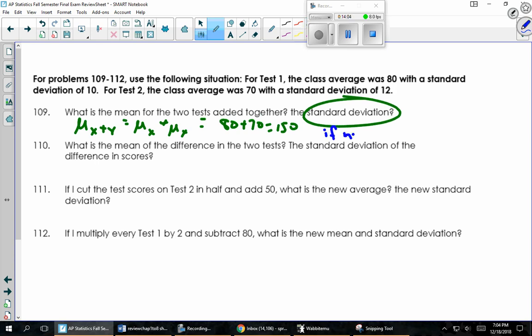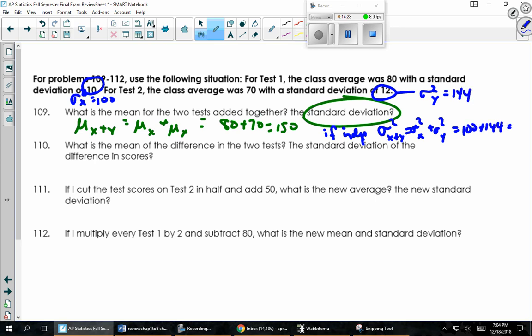Now, the only way I can find this is if they're independent of one another. So if independent, then I can find the variance of x plus y by finding the variance of x and adding it to the variance of y. So my standard deviation here is 10. That means the variance is 100. There's a squared in there. And the variance here is going to be 144. So this is 100 plus 144, which is obviously 244. That's the variance if they're independent.